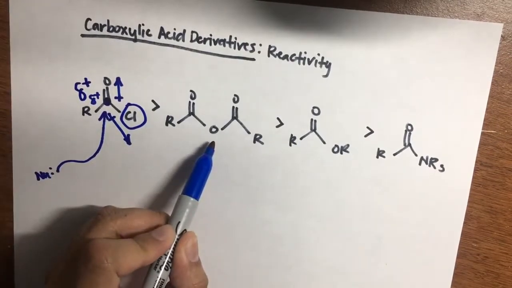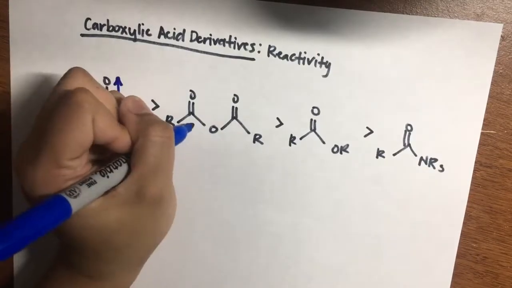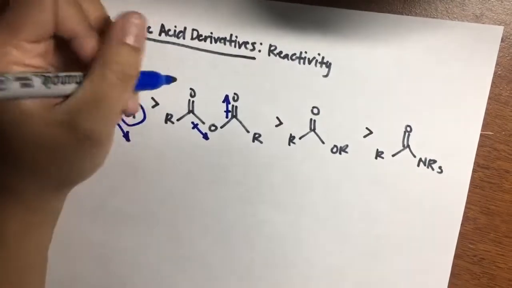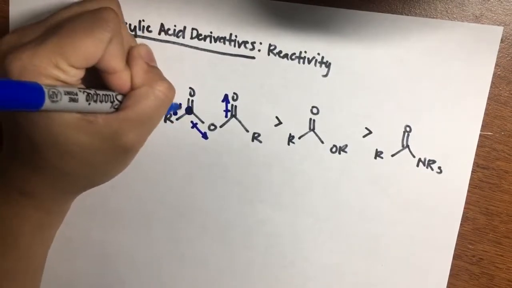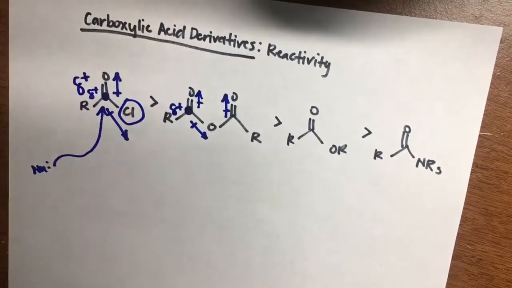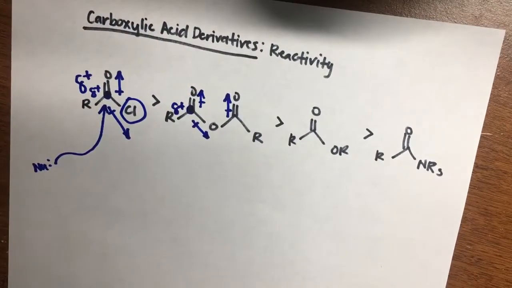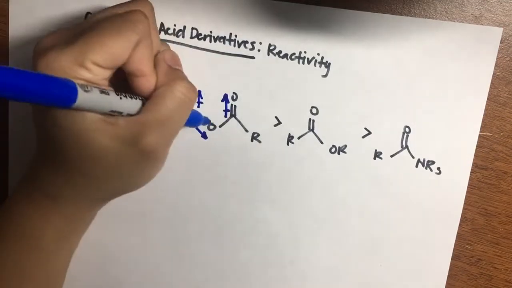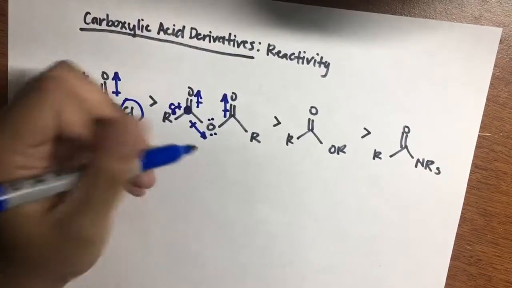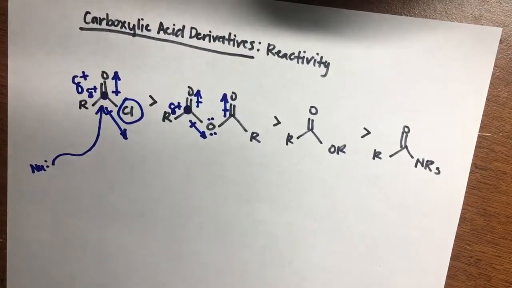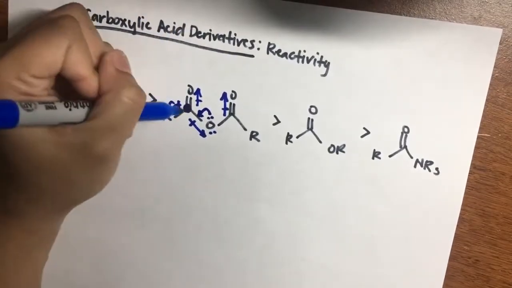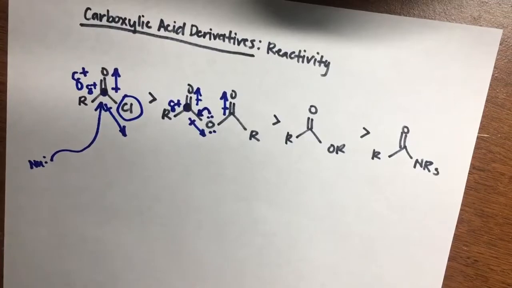And that's the same case with anhydrides. This oxygen right here is pulling that electron density from that carbonyl carbon, making it partial positive, and this carbonyl oxygen as well. But the reason that anhydrides are less reactive than acid chlorides is because anhydrides have this oxygen right here that has two lone pairs, which can donate the resonance electron density to this carbonyl carbon, making it less partial positive.